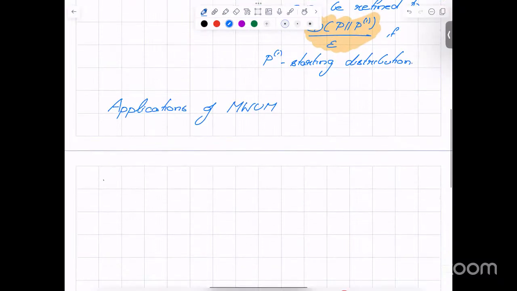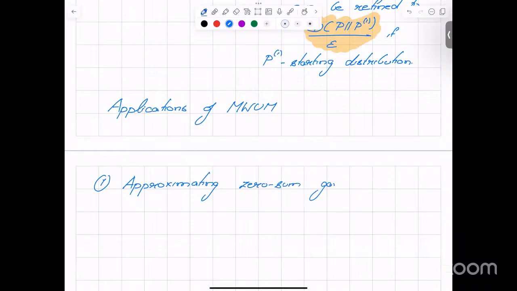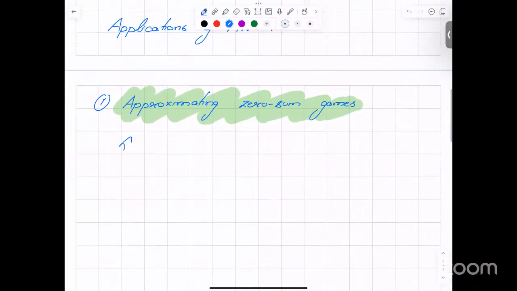The first application will be to approximating zero sum games. So what's the setting here? We did this in detail towards the end of last lecture, but let's quickly remind. There are two players, which we'll call the row player and the column player, for complete lack of creativity.